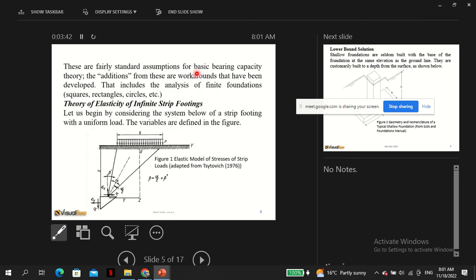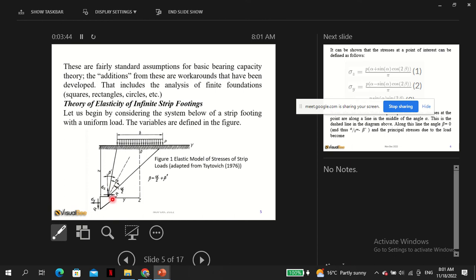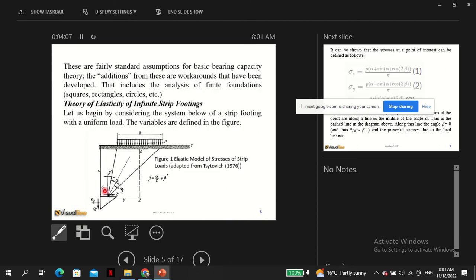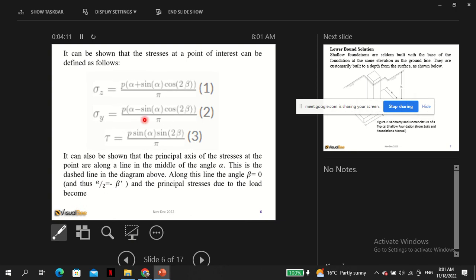Of course, this is based on the theory of elasticity and on some trigonometric relationships of this triangle. And sigma y, sigma z, we interpret sigma z and sigma y, you can see that. And of course the shear strength is also important.